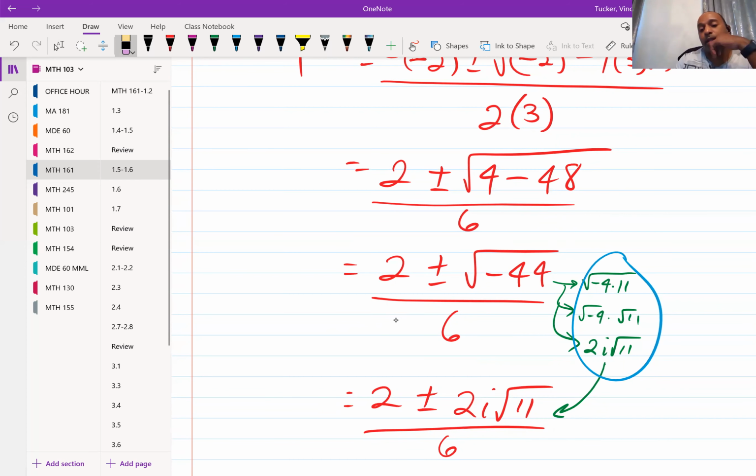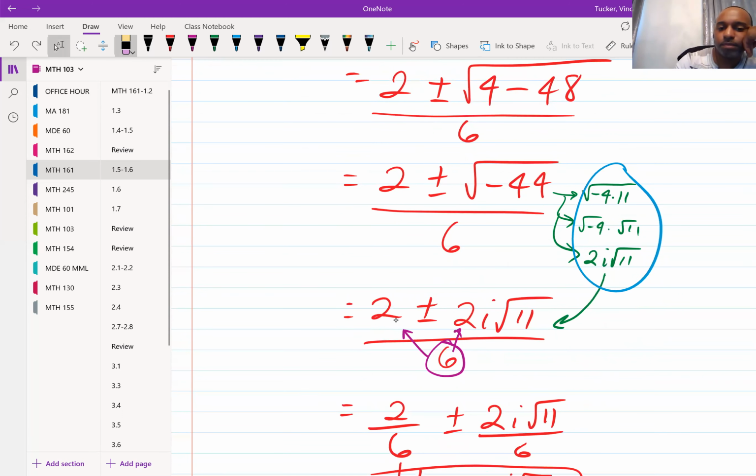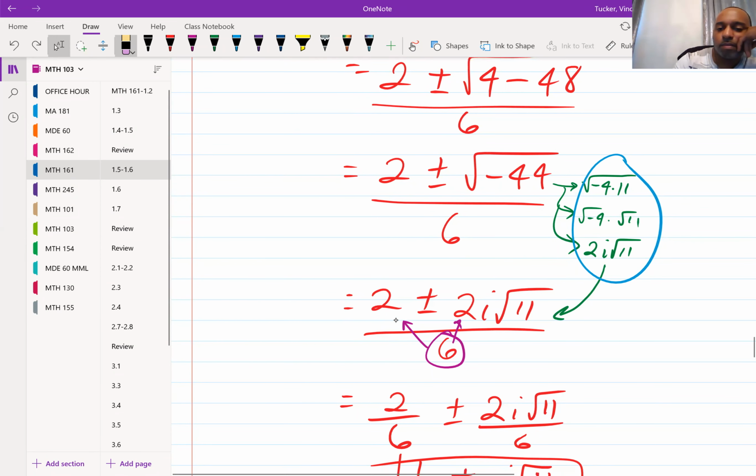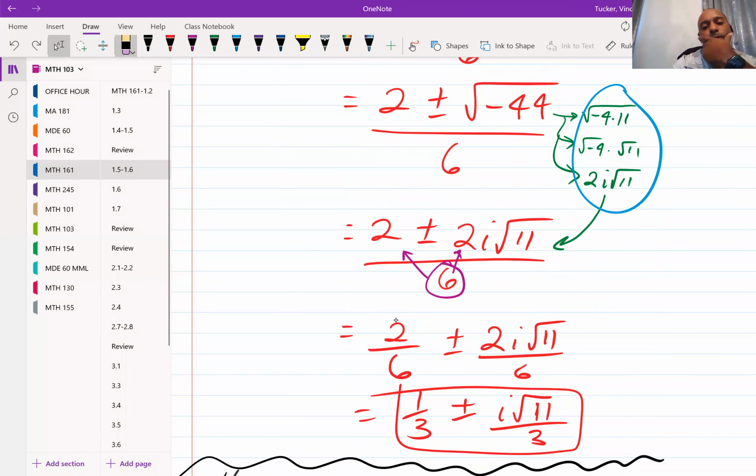And we can simplify this, but we also have to break it up. Don't forget standard form, because we have an imaginary part and a real part. We have to take the 6 into each term and break it up. 2 over 6 plus or minus 2i square root of 11 over 6. And then we can simplify it to 1/3 plus or minus i square root of 11 over 3, excuse me.